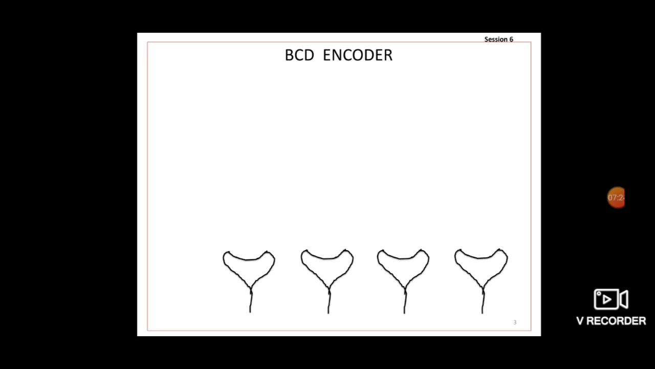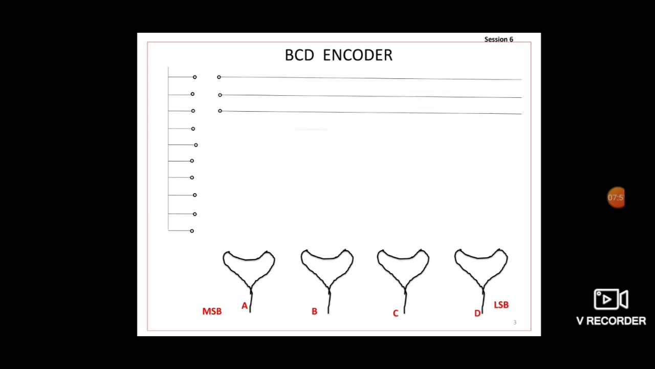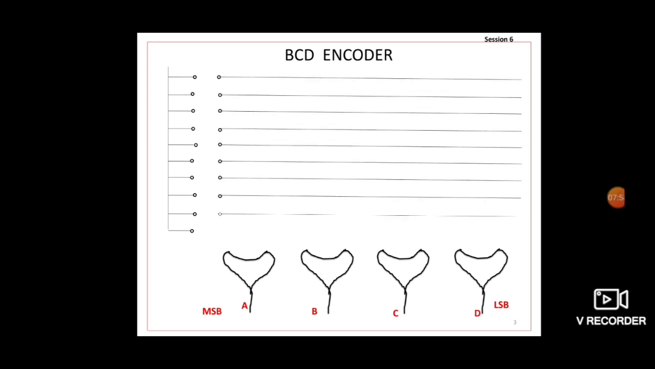Now see, in BCD encoder we use 4 OR gates. Okay, we have 4 OR gates. Each OR gate has the name A, B, C and D. Okay, and this is your MSB and this is your LSB. Now in BCD encoder we need 10 switches. Each switch represents one of the 10 digits. Okay, these are the 10 switches.